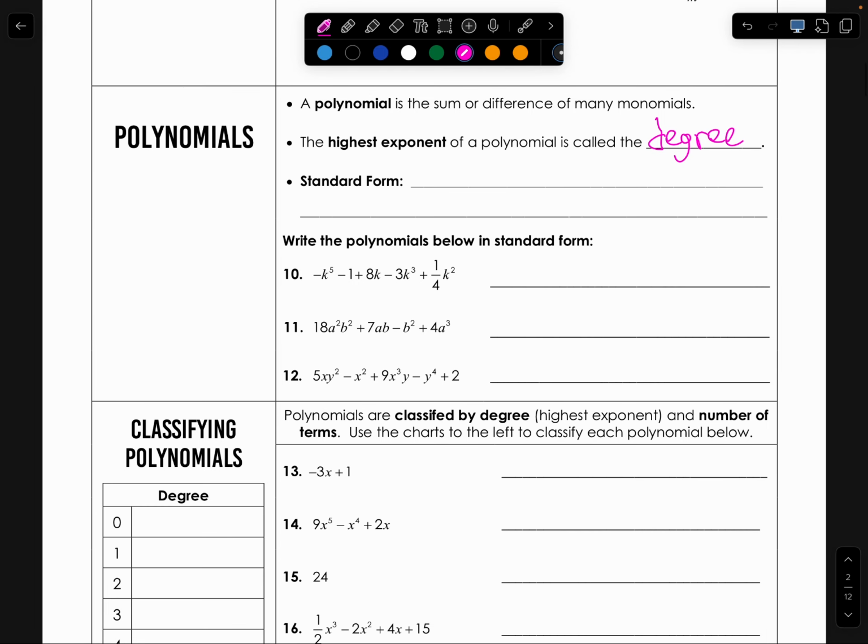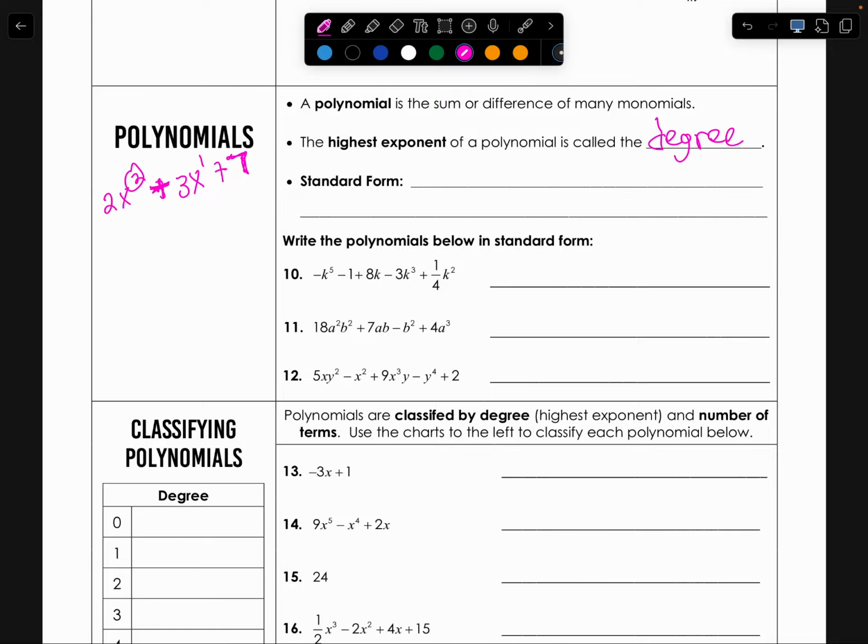I would like to talk about polynomials. Polynomials are the sum or difference of many monomials together. A polynomial example could be 2x squared plus 3x plus 7. That's a polynomial. It has 3 terms, okay? It's the sum or difference of 3 separate monomials. The degree of that is 2, because 2 is the highest power of x. That's called the degree, the highest exponent in there.